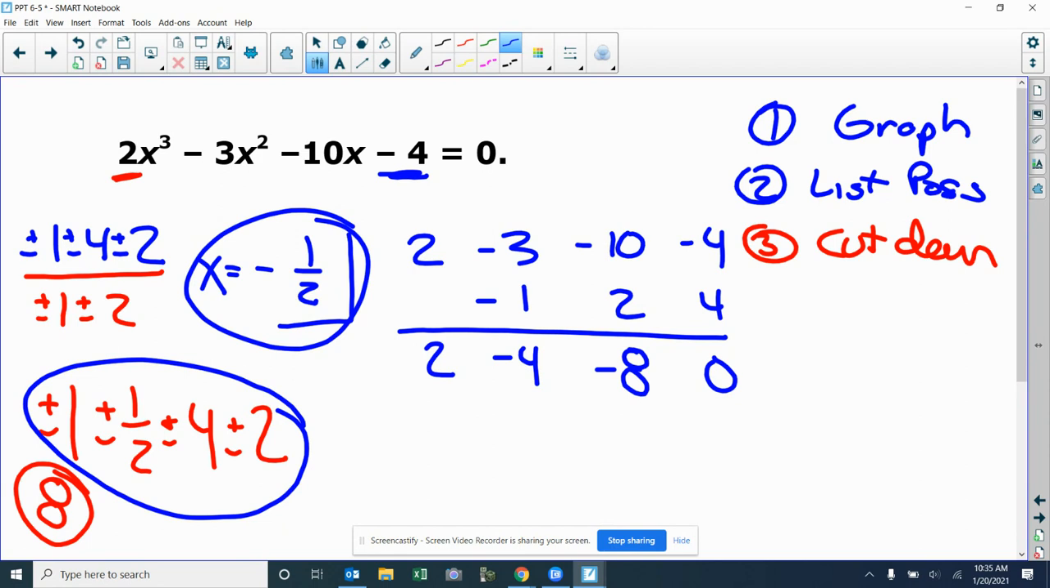So instead of having to do it on all 8 of those, I was able to use my calculator to help me. Now, are we always going to get it right every time? Probably not. What are we looking for? A remainder of 0.